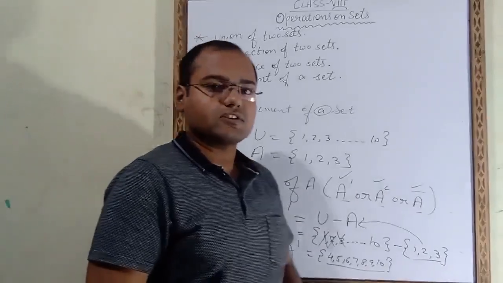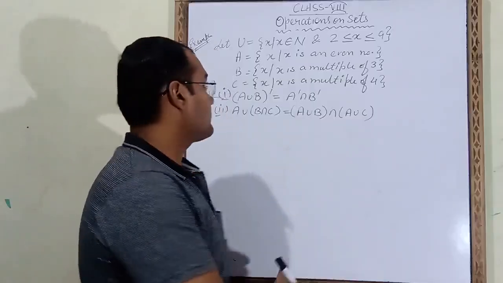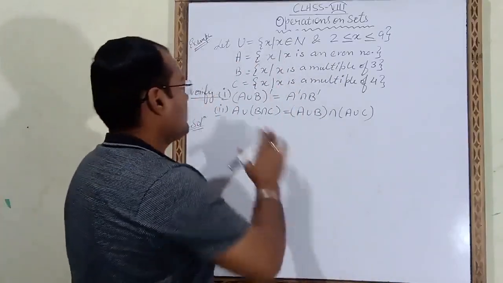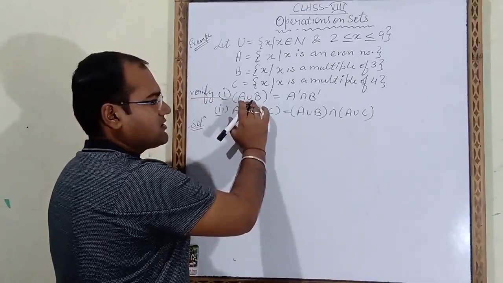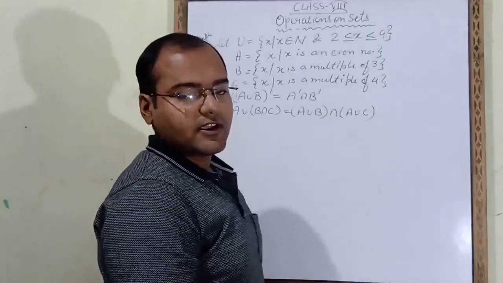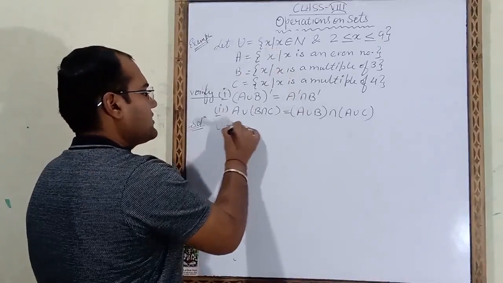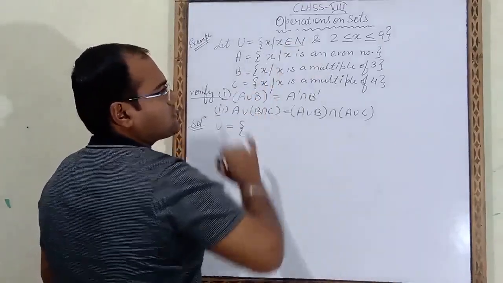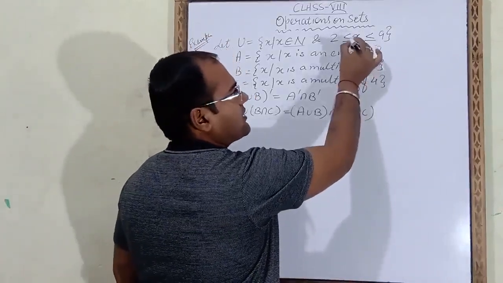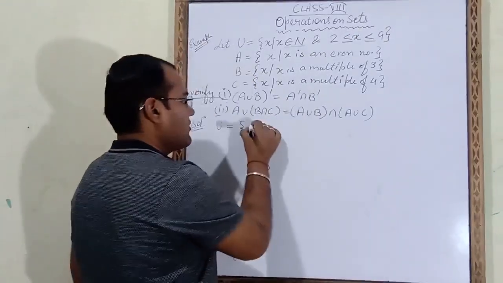Now let's start solving some questions. Now we will solve this question. The question is, universal set is given, and A, B and C. These 4 sets are given and we have to verify that this side is equal to this side. We have to prove that the left hand side and right hand side are equal to each other. So first of all we will solve the universal set. In the universal set we have to write natural numbers. And here it is said x is greater than or equal to 2. Equal sign means 2 also we have to take.